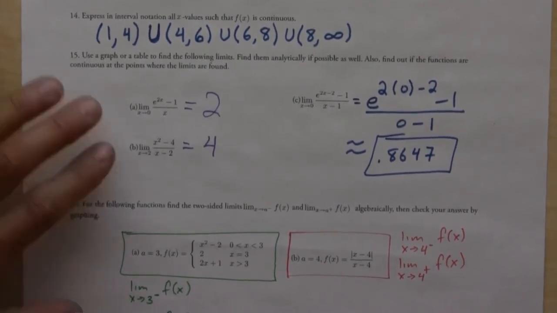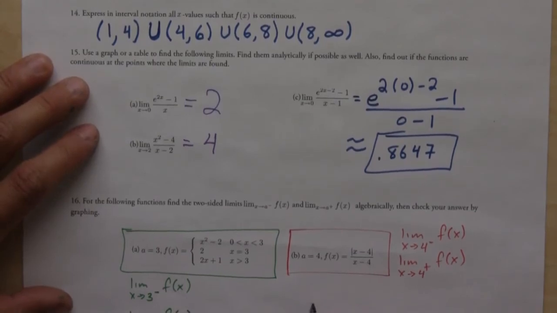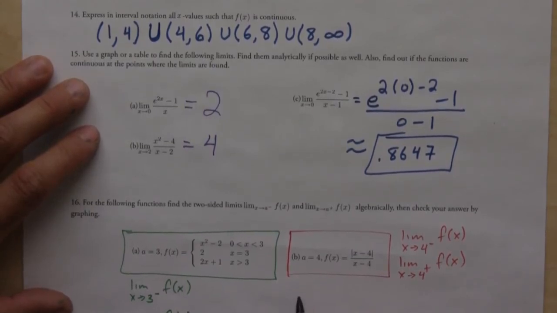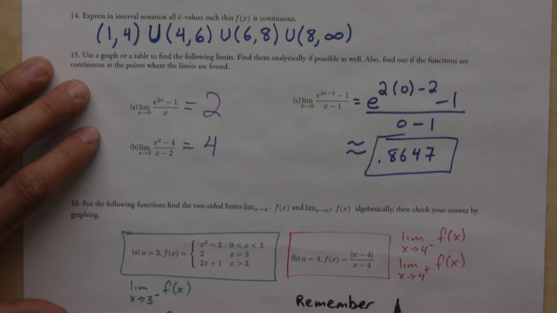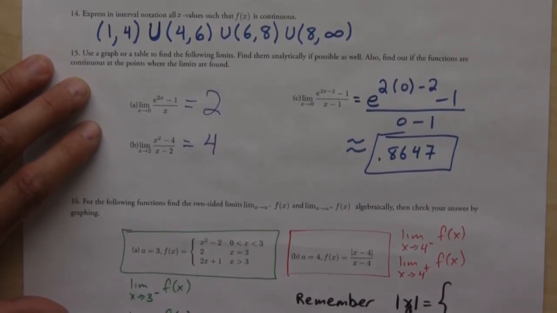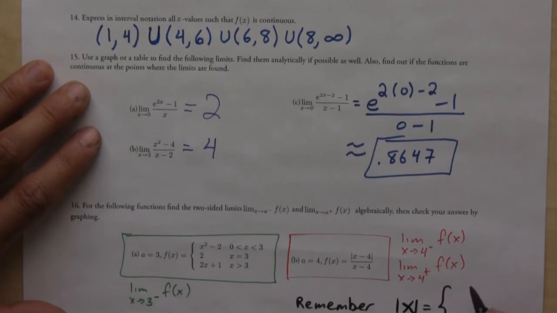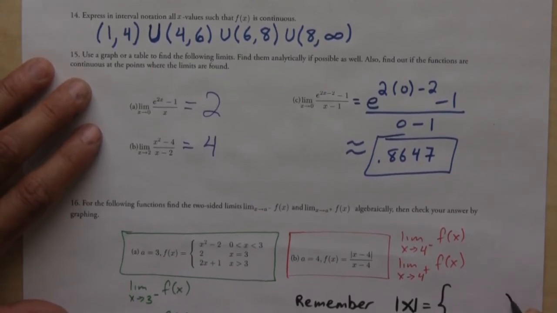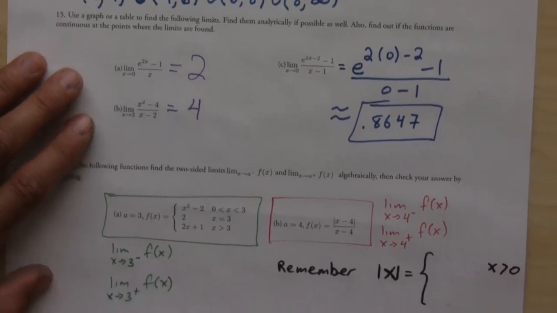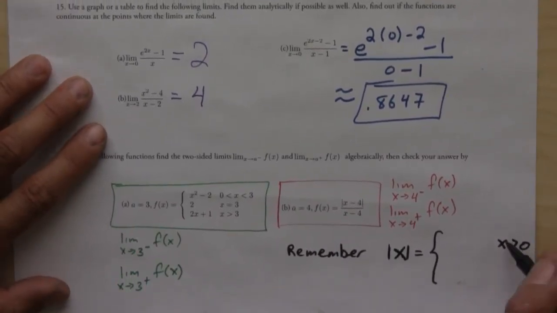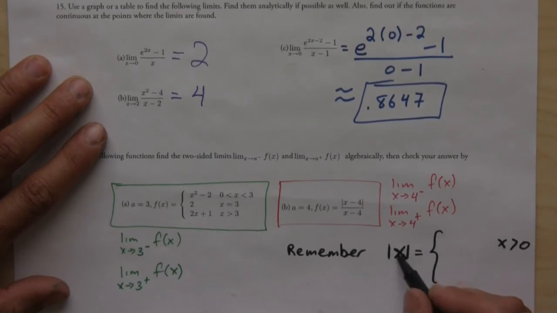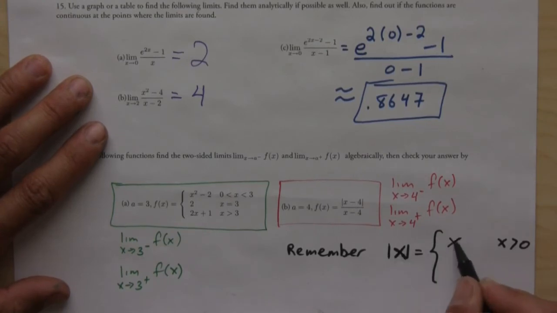Because this guy, so let's convert. Remember that the absolute value of x can be described as a piecewise function. Remember that what the absolute value does is it turns every number that you plug into here into a positive number. So what that means is that, let's say x is greater than 0, then that means that this guy right here would equal x.